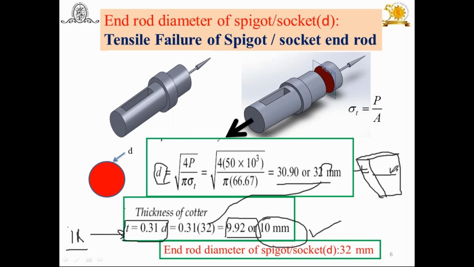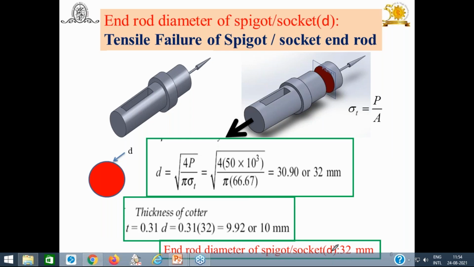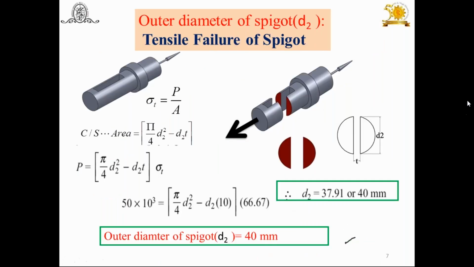We have to find out the width b, which we will find because the cotter is going to fail against shear and against bending. By using these two relations, we can easily find the small b. Okay, got it? The end rod diameter of the spigot is 32 for both the spigot and socket. End rod diameter 32. Now let us see the next dimensions.